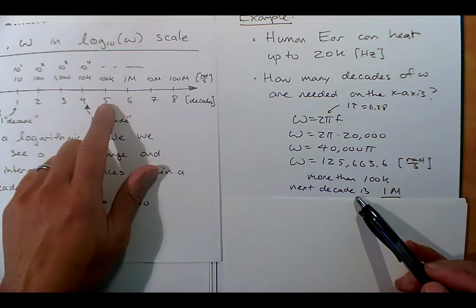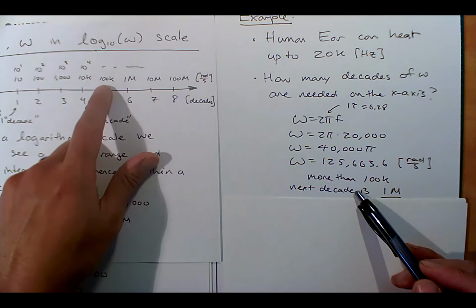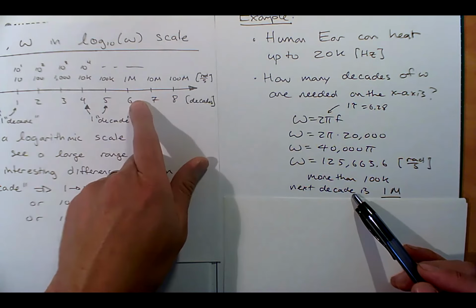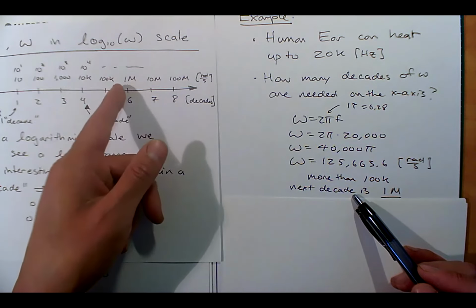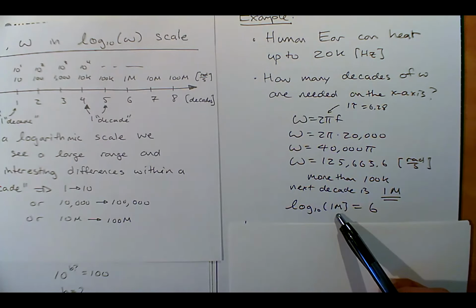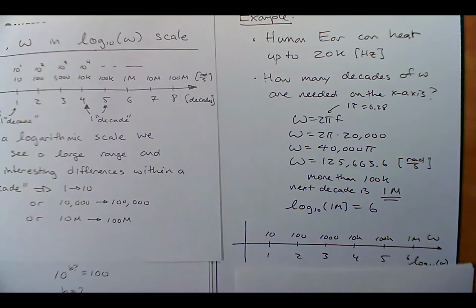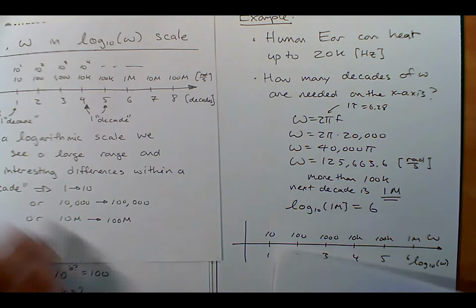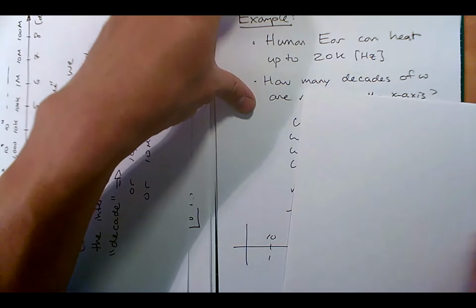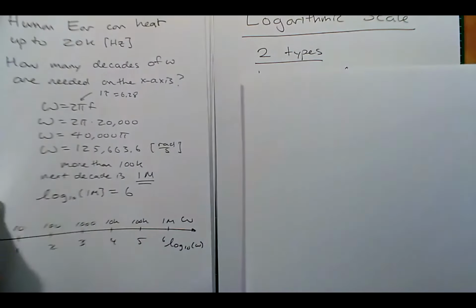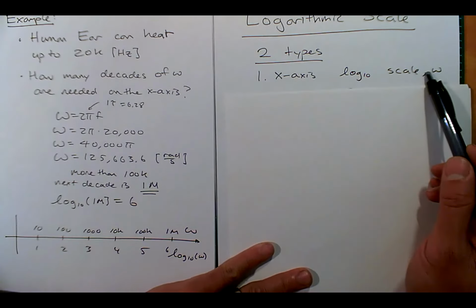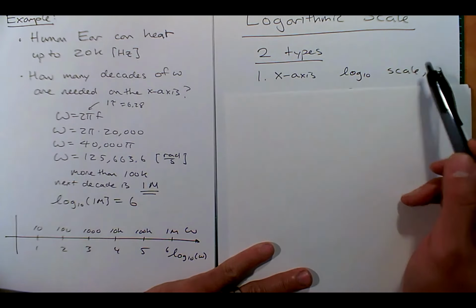And the question is, how many decades? Well, we can look over here and see 100,000. It looks like we would need at least 6 decades to represent that number, because it falls between 5 and 6 decades. Log base 10 of a million is 6, great, and we'd need six decades. So, simple question, not too bad. Now let's keep going on this logarithmic scale. On the x-axis, we're going to use just straight up log base 10 of omega, no problem.